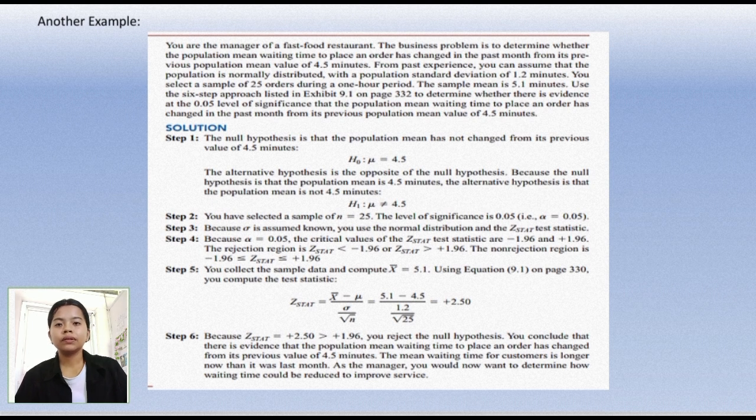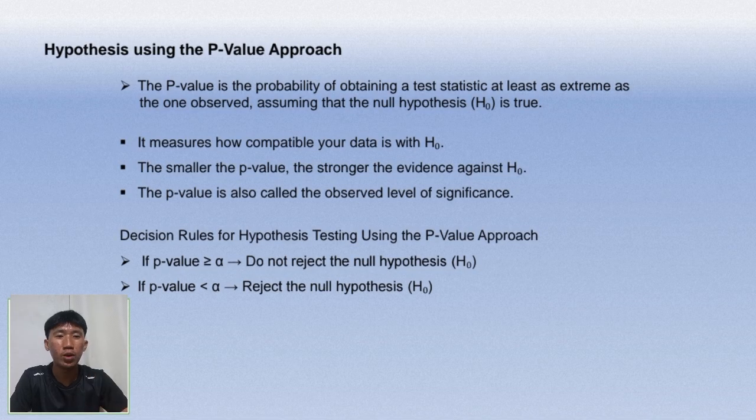So we can conclude here that there is evidence that the population mean waiting time to place an order has changed from its previous value of 4.5 minutes, and the mean waiting time for customers is longer now than last month. And as the manager, you would now want to determine how waiting time could be reduced to improve service. So that's it.